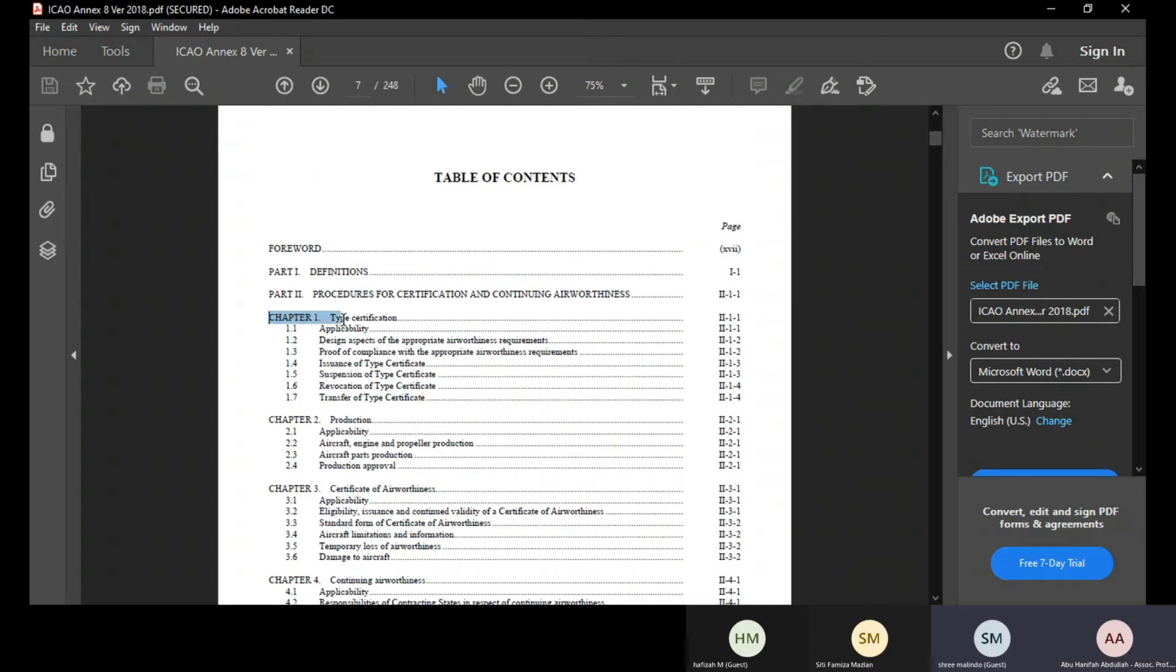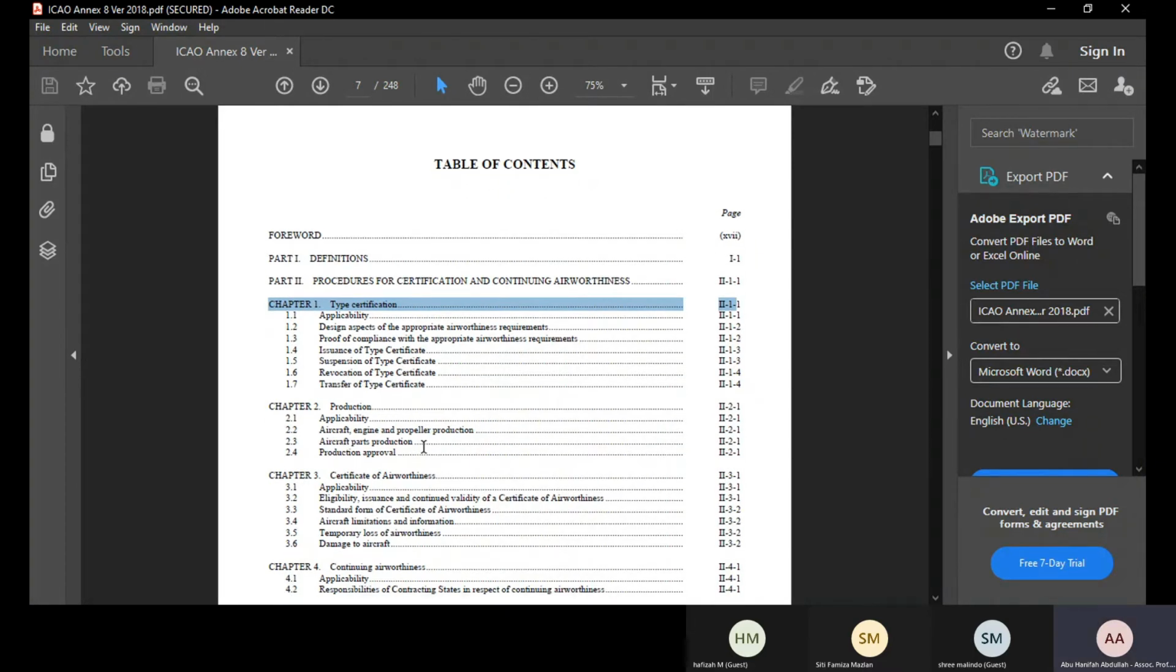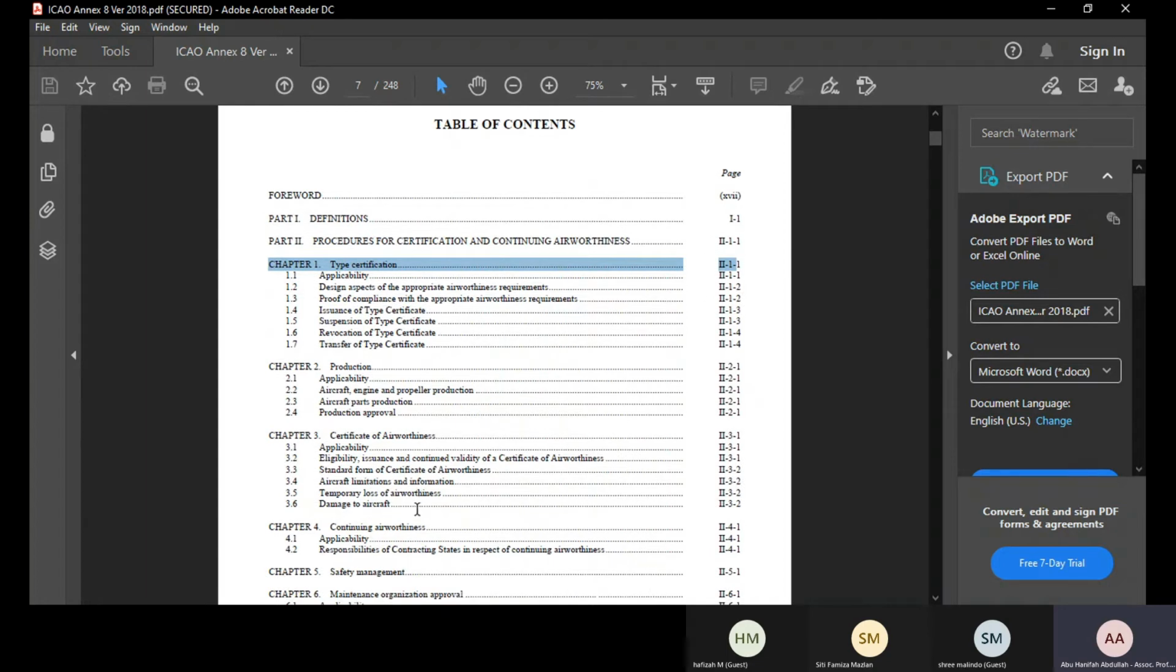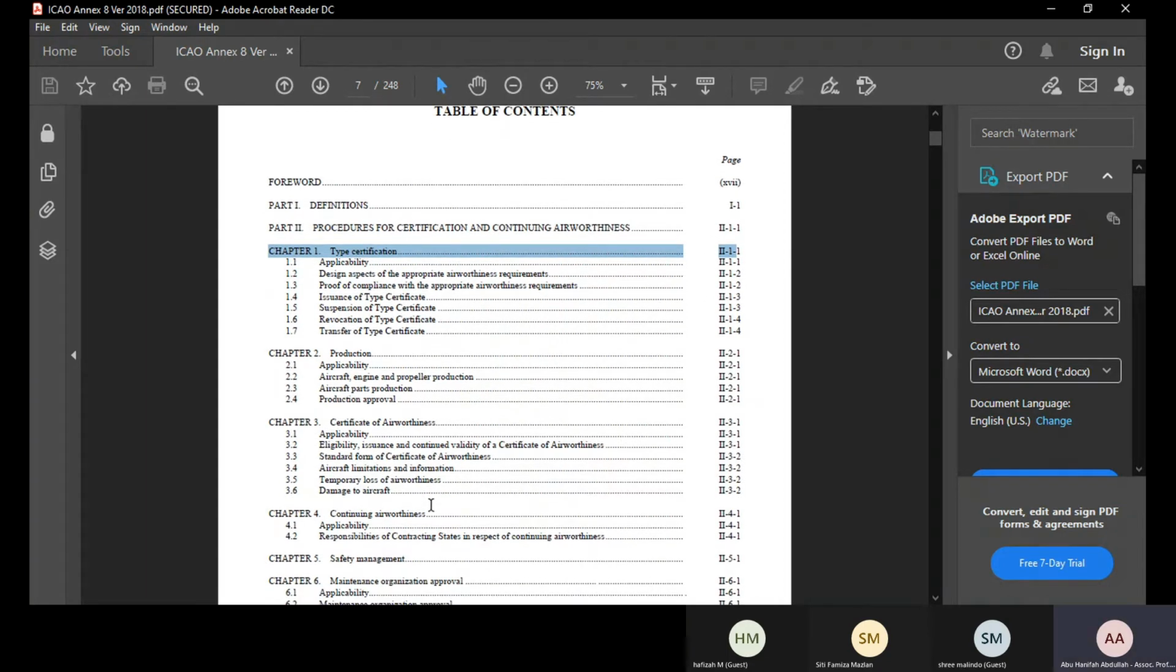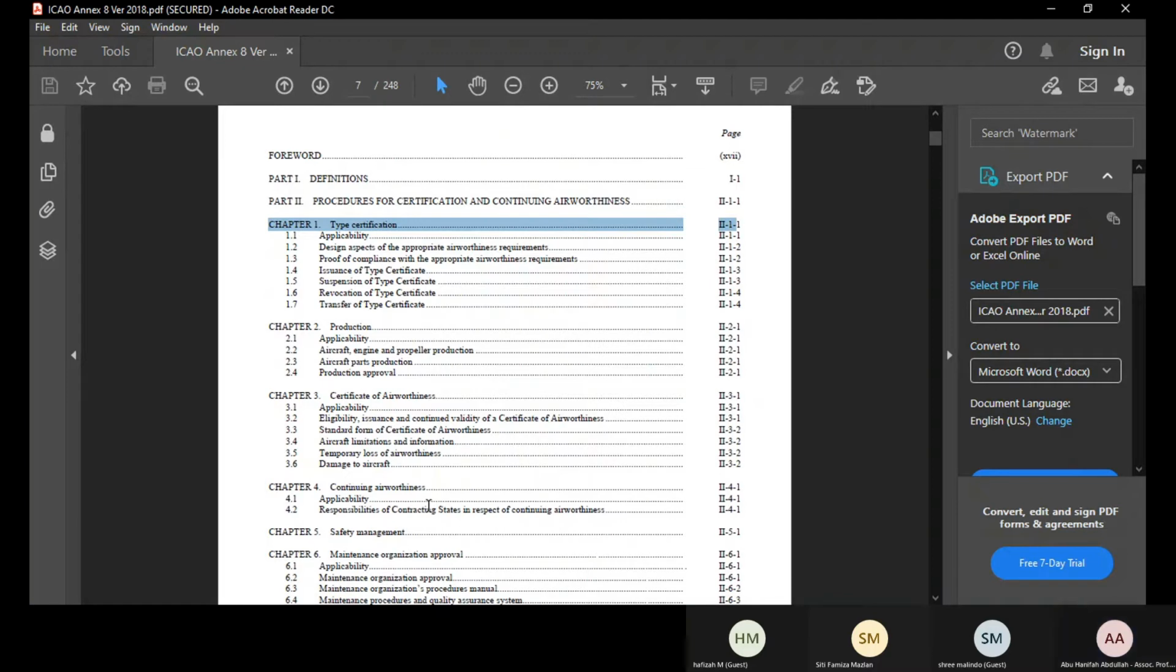Type certificate. So anything to do with the type certificate will be in chapter 1. Part 2, chapter 1, because part 2 is procedure for certification and continuing airworthiness. And then chapter 2 of part 2 is production. And then chapter 3 is certificate of airworthiness. And chapter 4 is continuing airworthiness. Chapter 5 is safety management. Chapter 6 is maintenance organization approval.